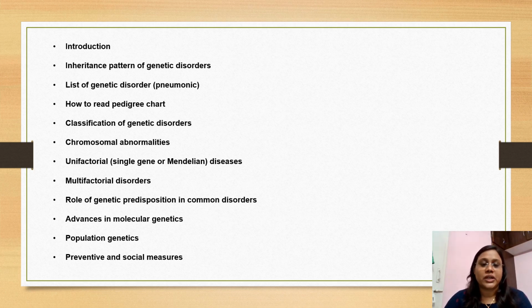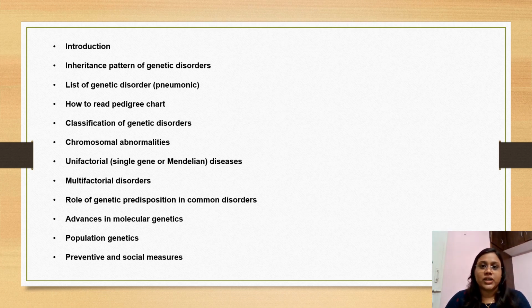Then how to read a pedigree chart, classification of certain genetic disorders, chromosomal abnormalities, unifactorial diseases, multifactorial disorders, role of genetic predisposition in common disorders, then advances in molecular genetics. It is a separate topic and quite lengthy, so I will not cover it in this lecture. I will take a separate lecture for this.